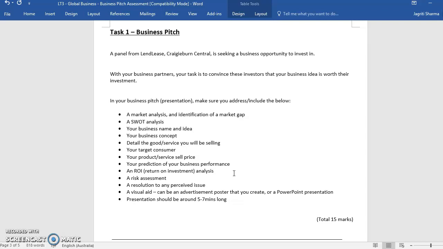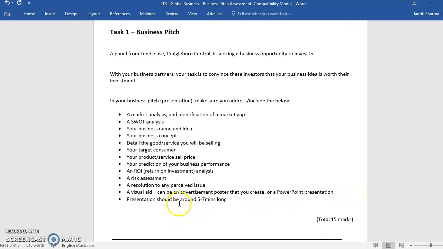Return on investment analysis. This is something you can skip for now, but we are going to cover that next week, and that's when you can include it in your presentation. Risk assessment, and a resolution to any perceived issue. A visual aid can be an advertisement poster that you create or a PowerPoint presentation.